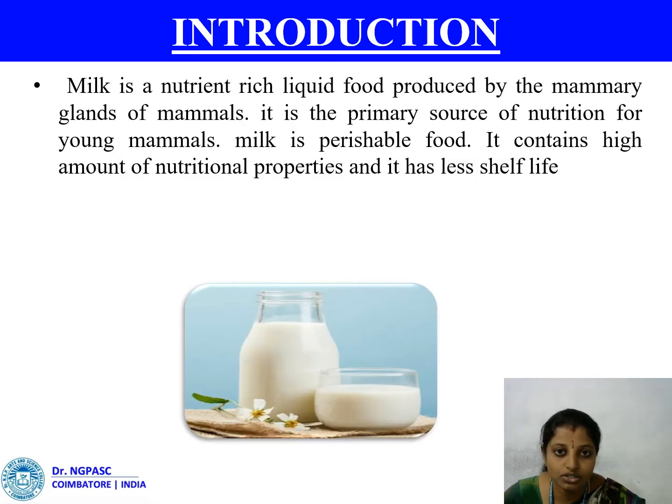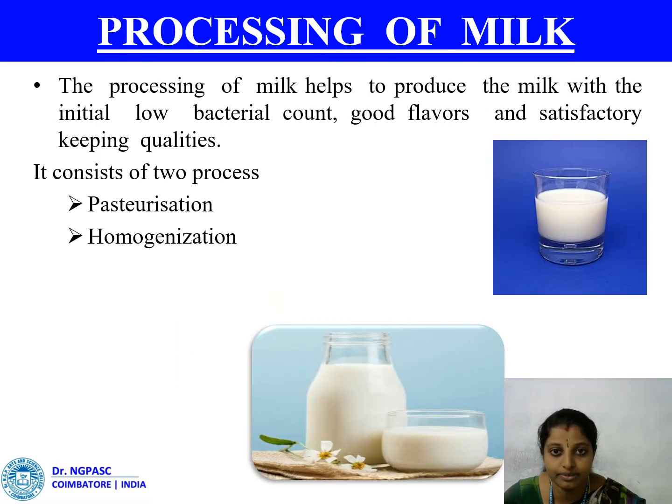So, introduction of the milk. Milk is a nutrient-rich liquid food produced by the mammary glands of mammals. It is the primary source of nutrition for young mammals. Milk is perishable food. It contains a high amount of nutritional properties and it has less shelf life. That is why we are processing the milk.